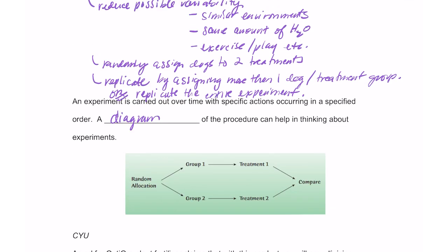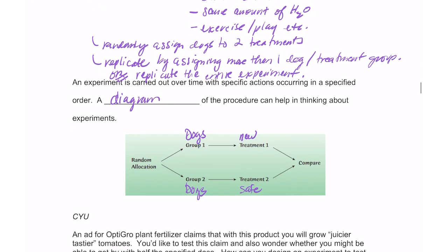So you've got your random allocation and we're looking at dogs, right? So we would want dogs in both groups, okay, by replicating that way. And we would randomly assign dogs to each of the 2 treatment groups. Maybe these groups will get the new food, and then these groups will get the food that we know is safe, and then we would compare at the end, okay? And that would be done through a veterinarian assessing, maybe through blood results or whichever other ways that they assess.